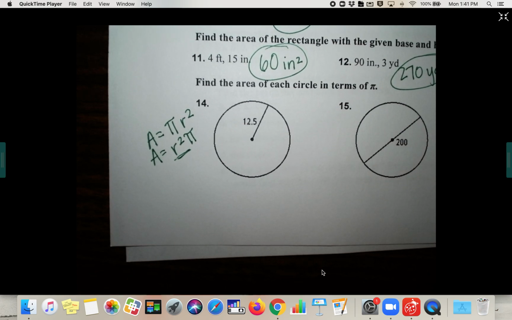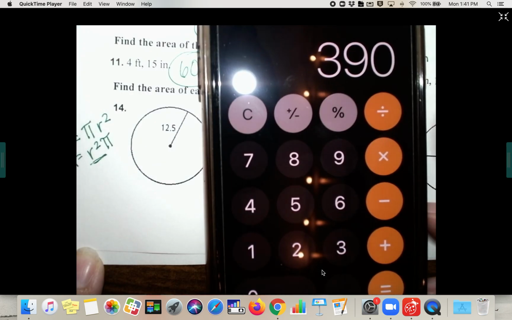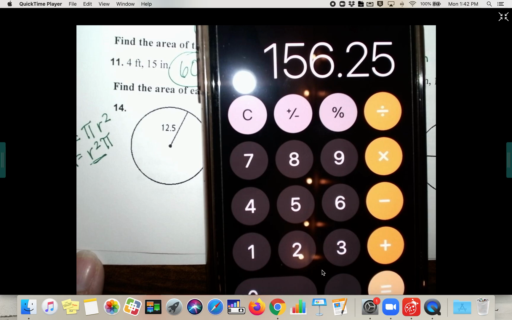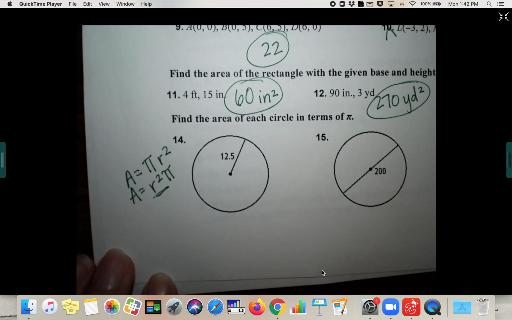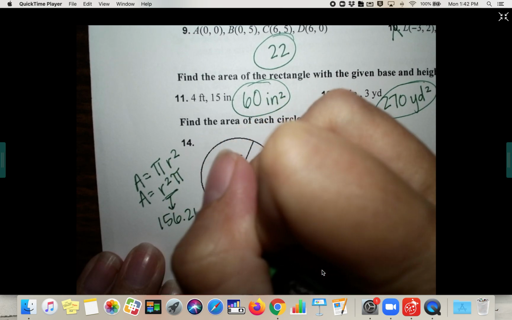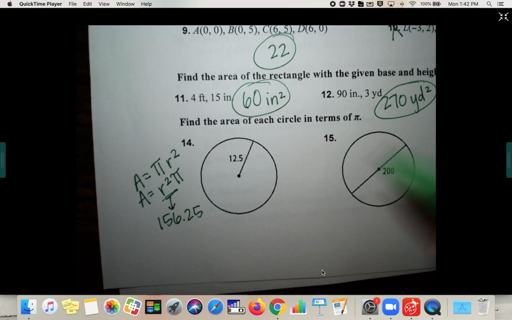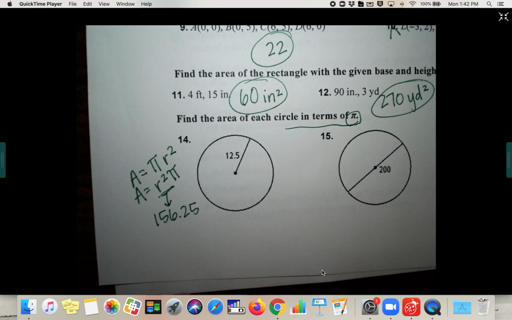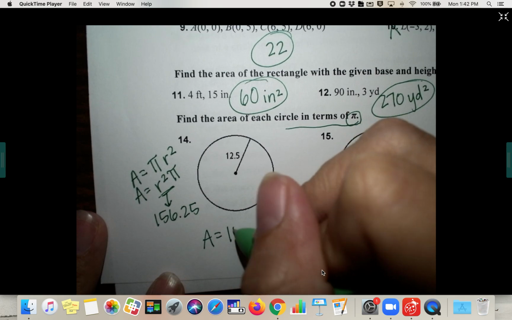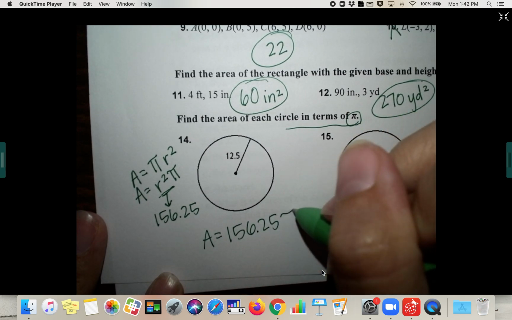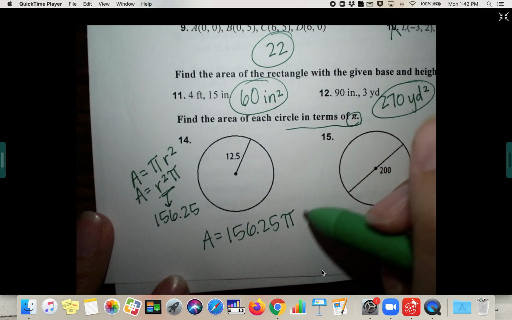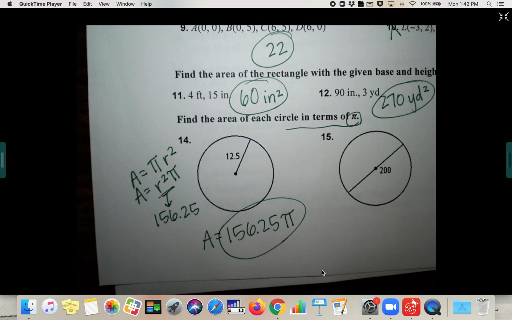So our radius is 12.5. We're going to do 12.5 squared, or 12.5 times 12.5, and it is 156.25. And then pi, oh, they actually want us to do it in terms of pi. So we're just going to leave pi. So the area is 156.25 pi. It didn't give us a label, so it would be units squared because area is always squared.